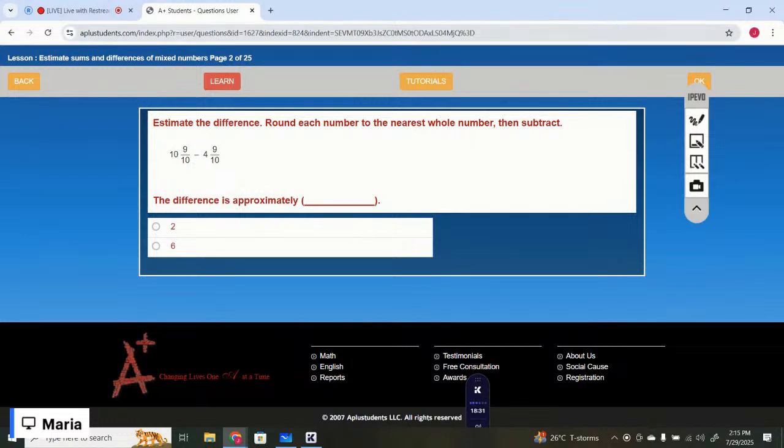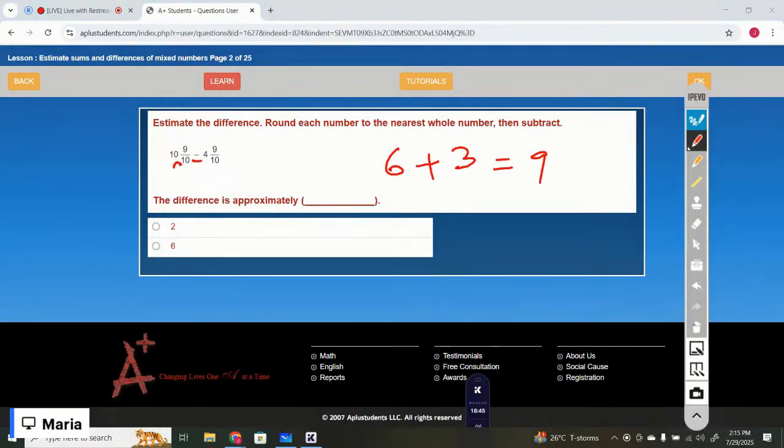10 whole 9 by 10 minus 4 whole 9 by 10. So 10 whole 9 by 10. 9 by 10 means more than half it is, right? So it would be rounded to 11. Minus again 9 by 10, it's more than half, so it would be rounded to 5. So 11 minus 5 is 6.